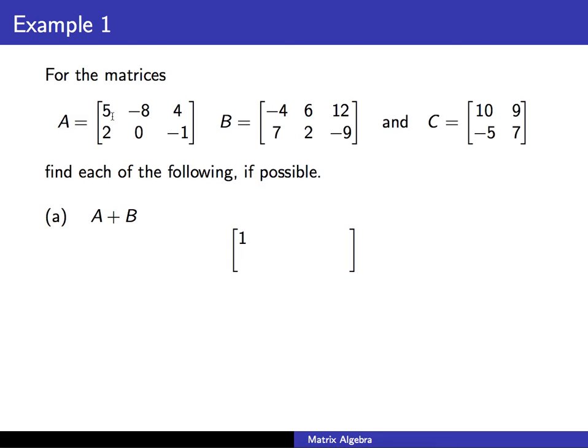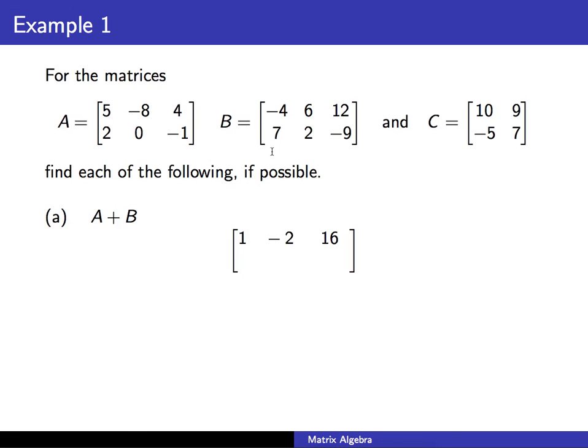So we're going to start with 5 plus negative 4, the element in the first row, first column. 5 plus negative 4 gives us 1. Then we can just move on to the next one. Really doesn't matter what order we go in, though. So we have negative 8 plus 6 is negative 2. And then in our first row, third column, we have 4 plus 12 is 16. Then we move on to the next row. So it's a lot like when you're typing up a paper and you get to the end of the line and it goes down to the next line.